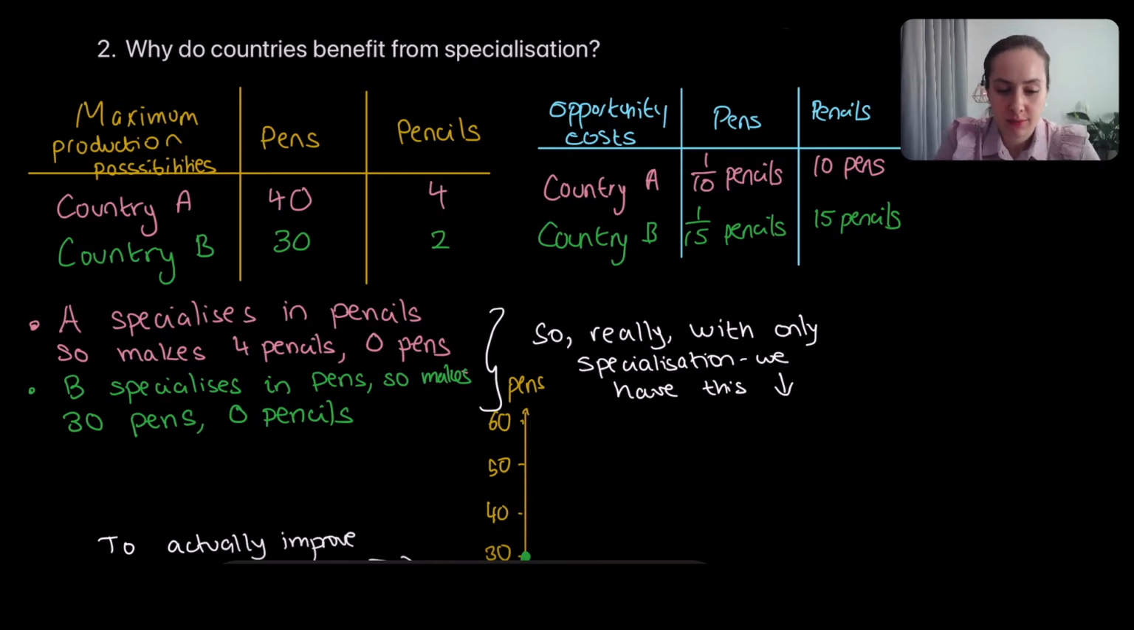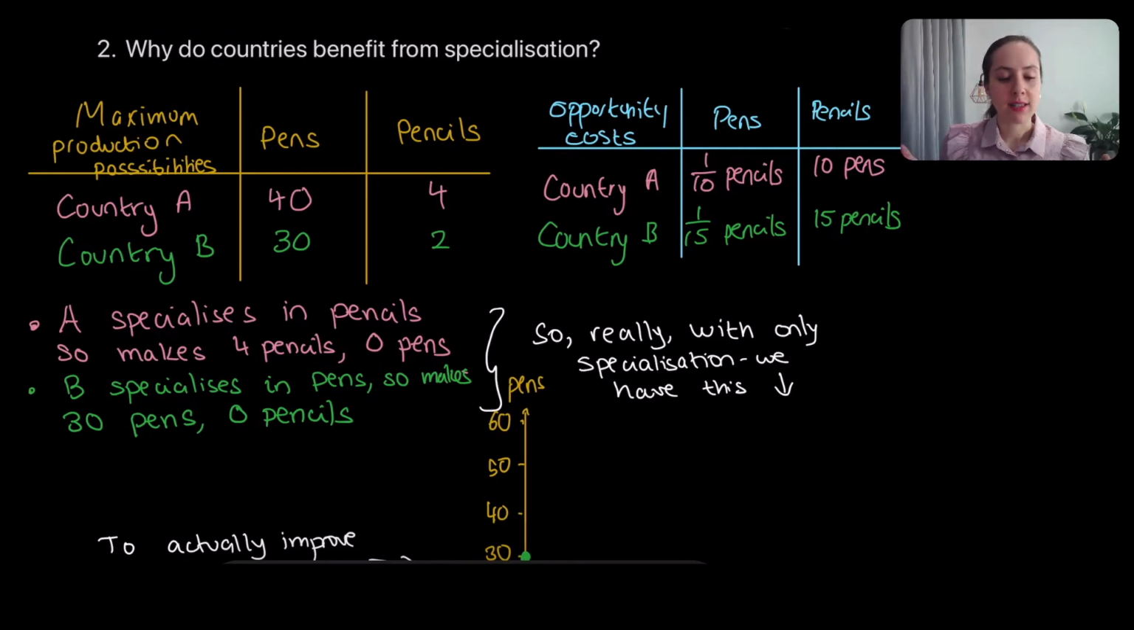Here we have a table. It is the same example as we looked at in the previous video, so click the link to the previous video if that would be helpful to you and you haven't watched it. Here I have the maximum production possibilities for country A and country B, and they're making the exact same goods that we just saw. They're making pens and pencils, and they can make 40, 4, 30 and 20. And we've seen what that actually means.